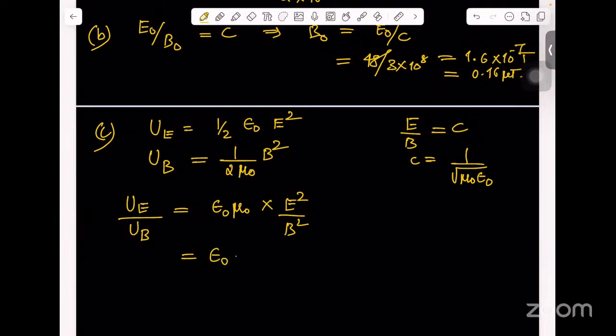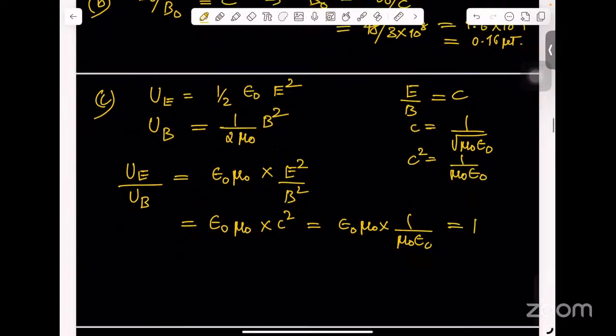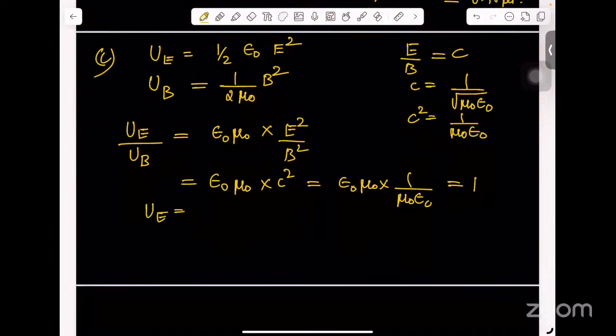This will be equal to epsilon naught mu naught, E upon B whole squared, which will be c squared, right? And this will be 1 upon mu naught into epsilon naught, right? Because c squared will be 1 upon mu naught epsilon naught. So this is 1. That implies UE will be equal to UB, hence proved. So this is the answer to this question.